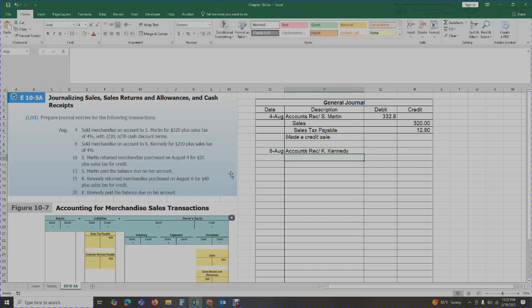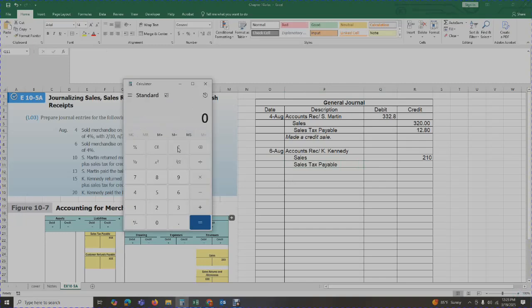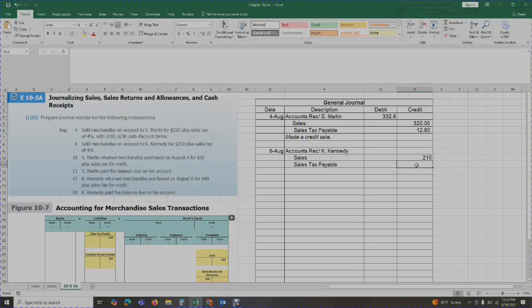Now, I don't know the amount yet. We're going to work on that backwards like we did on the first one. The first thing I'm going to do is figure out how much did I sell merchandise for to Kennedy. The problem says we sold $210 of merchandise. It says we have to collect the $210 plus sales tax of 4%. So I have to collect as well my sales tax, and I'm going to put that into my sales tax payable. So we get our magical calculators out. $210 times 4% gives me $8.40 of taxes.